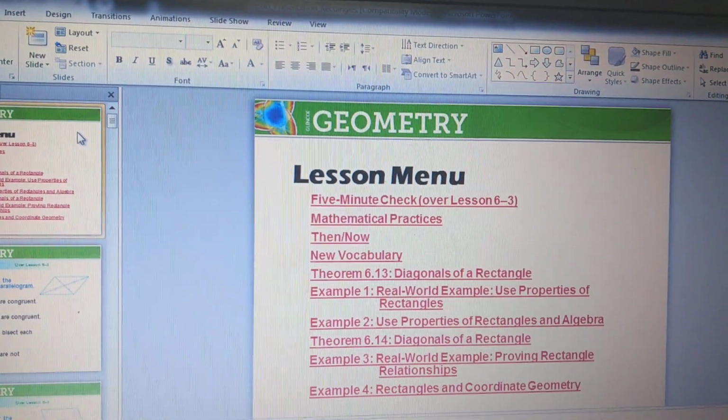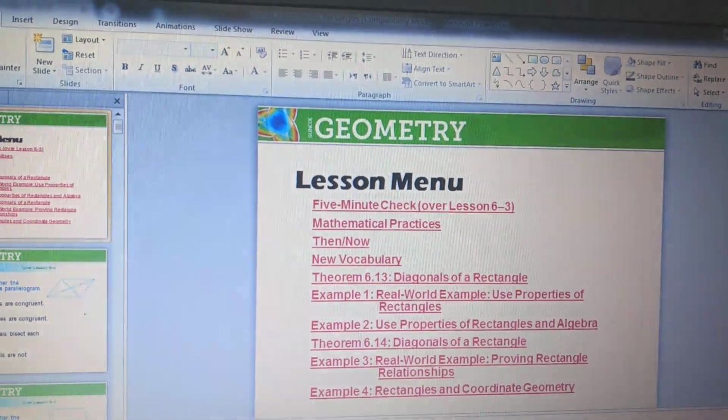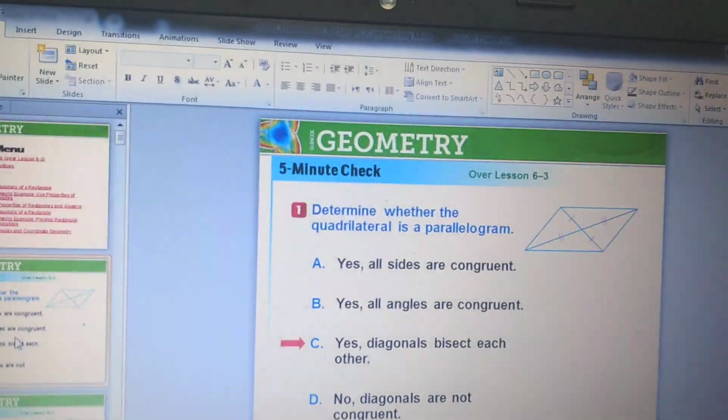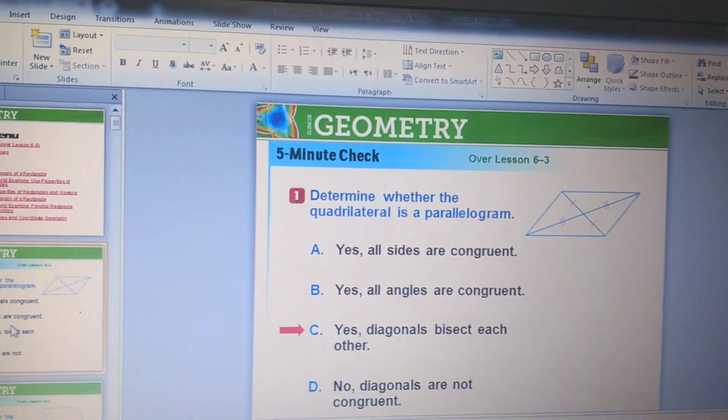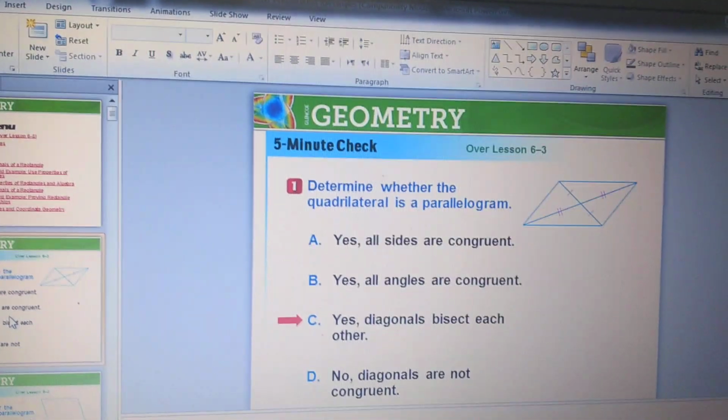Before we start the lesson, we have some slides as revision for the previous lesson. Determine whether the quadrilateral is a parallelogram.